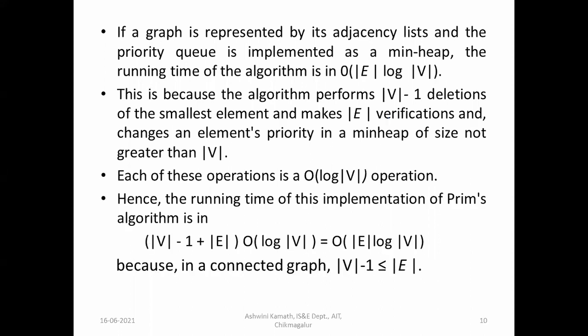So in a connected graph, number of vertices minus 1 is less than or equal to number of edges. Or I can say that number of edges is equal to number of vertices minus 1. So instead of writing number of vertices minus 1, we can write number of edges directly. So number of edges plus number of edges is 2 into number of edges, big O of log number of vertices. Just ignore the constant 2. So we are left with big O of number of edges into log number of vertices. I hope you understood the concept. If you have any doubt, you can ask me.